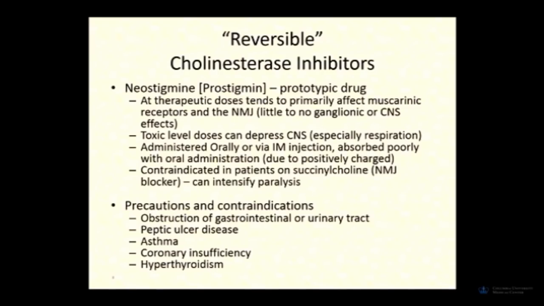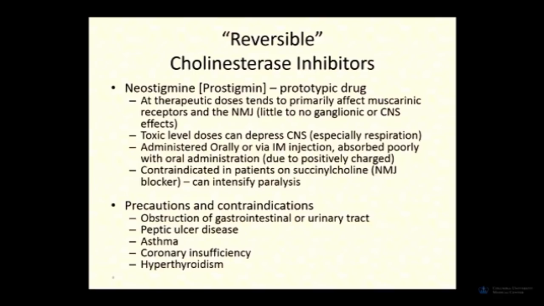So let's take a closer look at these reversible cholinesterase inhibitors. Neostigmine is the prototypic drug. At therapeutic doses, they tend to primarily affect muscarinic receptors and the neuromuscular junction. So cholinesterase inhibitors at therapeutic doses have little to no nicotinic effects in terms of the autonomic nicotinic receptors or effects on the central nervous system. Toxic levels of neostigmine can depress CNS function, especially respiration.